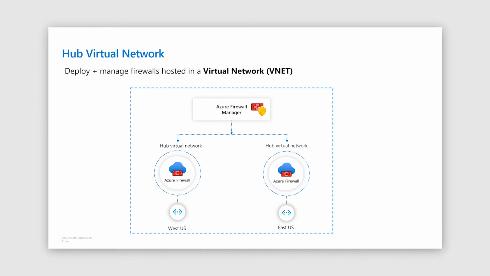In the Hub Virtual Network, a firewall can be automatically deployed in a VNet. Here I have two hub VNets in West US and East US, each with a peered VNet. To simplify rule management, I can create a policy and attach it not only to West US, but also East US.